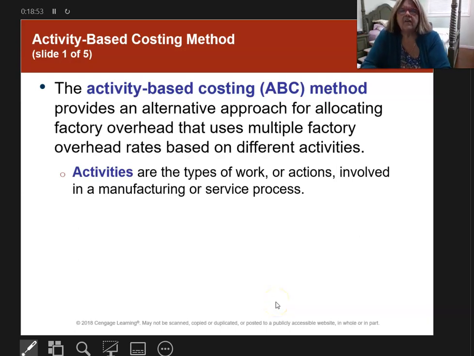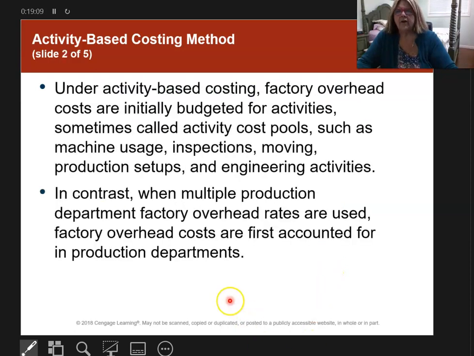Our next thing we're going to look at is called activity-based costing, or ABC methods. We call it activity-based because the activities could be any types of different actions involved in the manufacturing. Under activity-based costing, we have activity cost pools. So here's a term: activity cost pools. These are the different types of things: machine usage, inspections, moving, production setups, or even engineering activities.